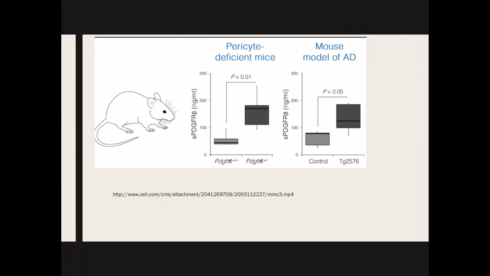Next slide shows you a strain of mouse which has a deficiency in the pericyte, in those cells which are instrumental in the blood-brain barrier. And you can see also that in a mouse model of Alzheimer's disease, you also get a leaky blood-brain barrier and the release of certain big molecules. The next slide.